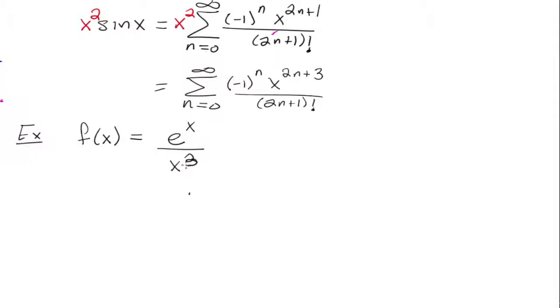Okay, so what should we do? What's our strategy? Write the series for e to the x. Ooh, wait, no, even better. Okay, not e to the x, but e to the 2x squared. Ooh, snap.